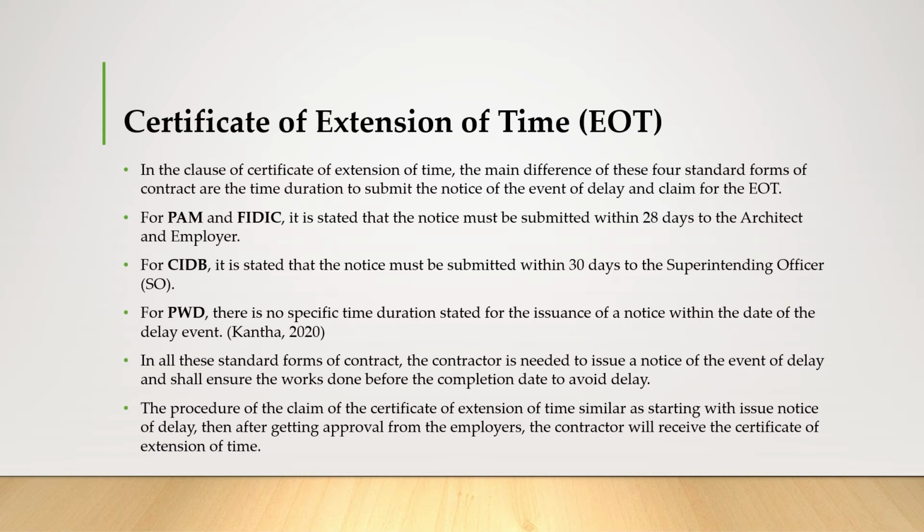For PWD, there is no specific time duration stated for the issuance of notice within the date of delay event. And in all these standard forms of contract, the contractor is needed to issue a notice of the event of delay and shall ensure the works are done before the completion date to avoid delay. So the procedures of the claim of the certificate of EOT are similar, starting with the issue of notice of delay, then after getting approval from the employer, the contractor will receive the certificate of EOT.